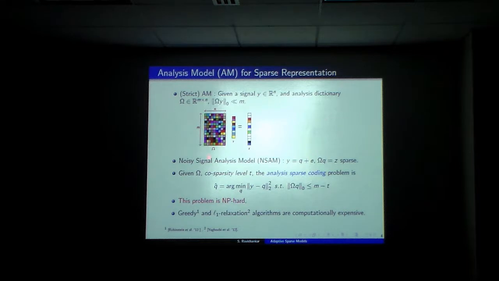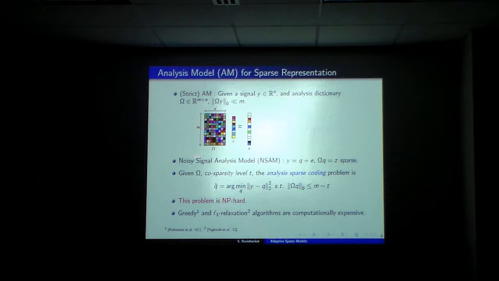Okay. And more generally, this model has been extended to what is known as the noisy signal analysis model, which says that your signal y is a signal q plus some small perturbation e, and omega times q is sparse rather than omega times y. So this is a generalization.